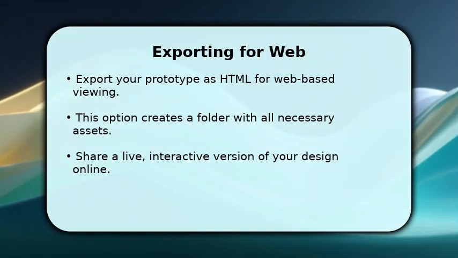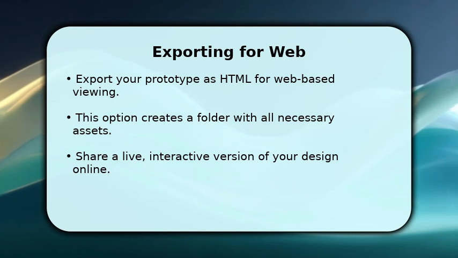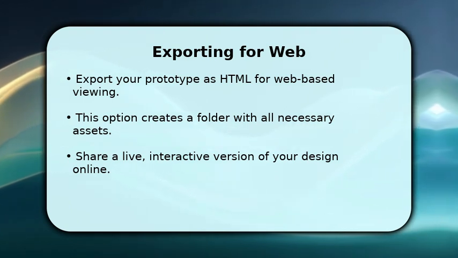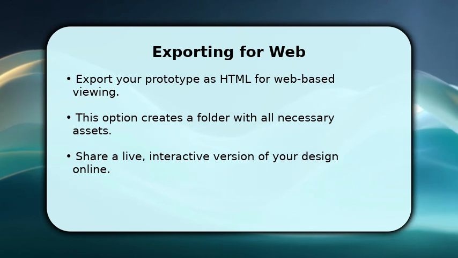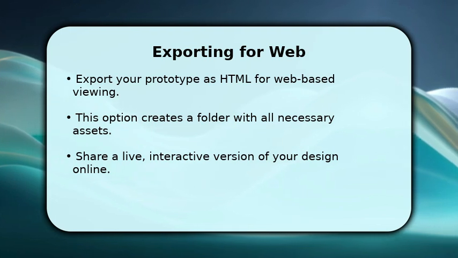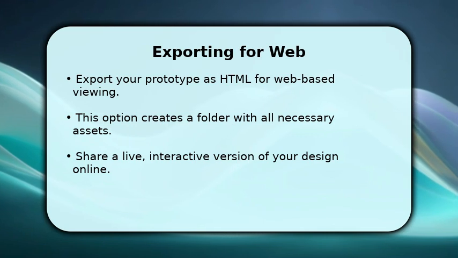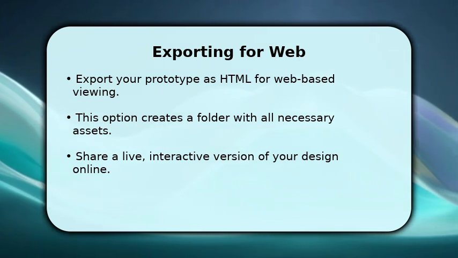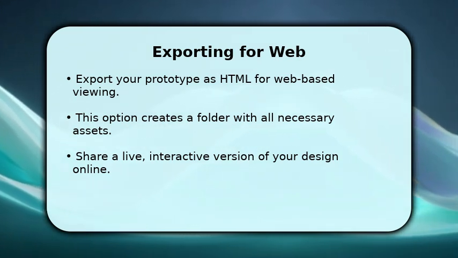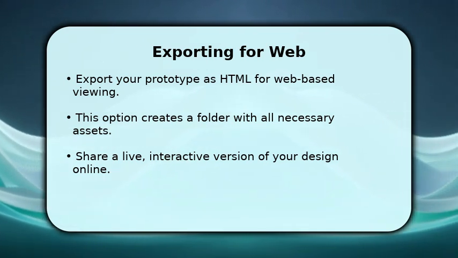To export for the web, navigate to File, then Export, and select all artboards or selected artboards. Choose the HTML format from the drop-down menu. This generates a folder containing your prototype's interactive elements, images, and CSS files. You can then upload this folder to a web server, allowing anyone with the link to experience your design as intended. It's a fantastic way to showcase interactivity.